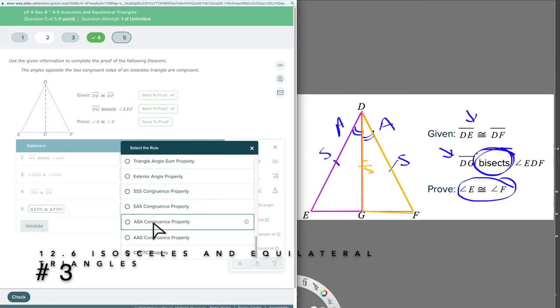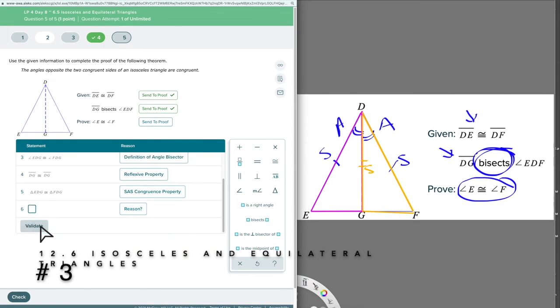So I'm going to scroll down here and go side, angle, side, validate. All right, I'm not done. This is my last step. Now I can say that angle E is congruent to angle F because corresponding parts of congruent triangles are congruent. And E is corresponding to F, and I can even see that in this diagram. E and F are the first letters in my statement here, so that means they're corresponding. D corresponds to D, G corresponds to G. They're corresponding to each other in that order. That's why the order matters so much.